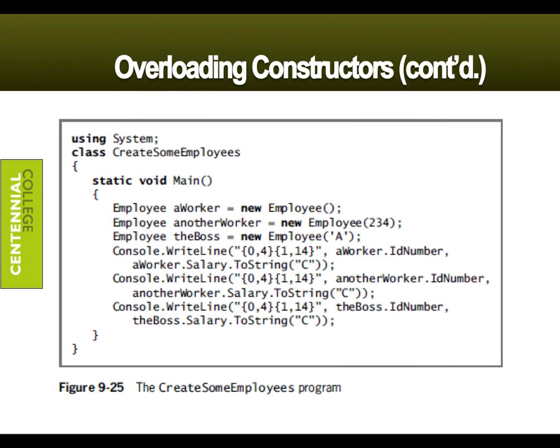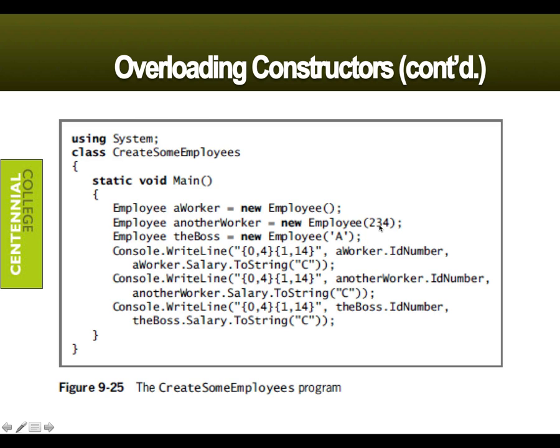And then here I'm calling the constructor. I'm creating 3 different objects based on the same class, Employee, but I'm using the constructor 3 different ways: the empty constructor up here, then Employee 234, and Employee A with a string.